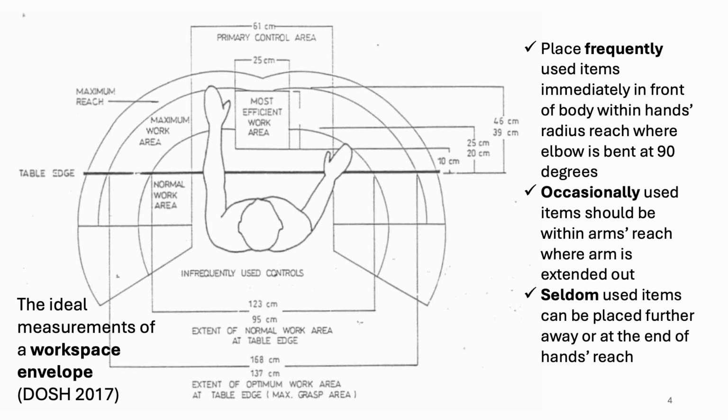Place frequently used items immediately in front of the body within hand's radius reach where elbow is bent at 90 degrees. Place occasionally used items within arm's reach where arm is extended out. And finally, place seldom used items further away or at the end of the hand's reach.